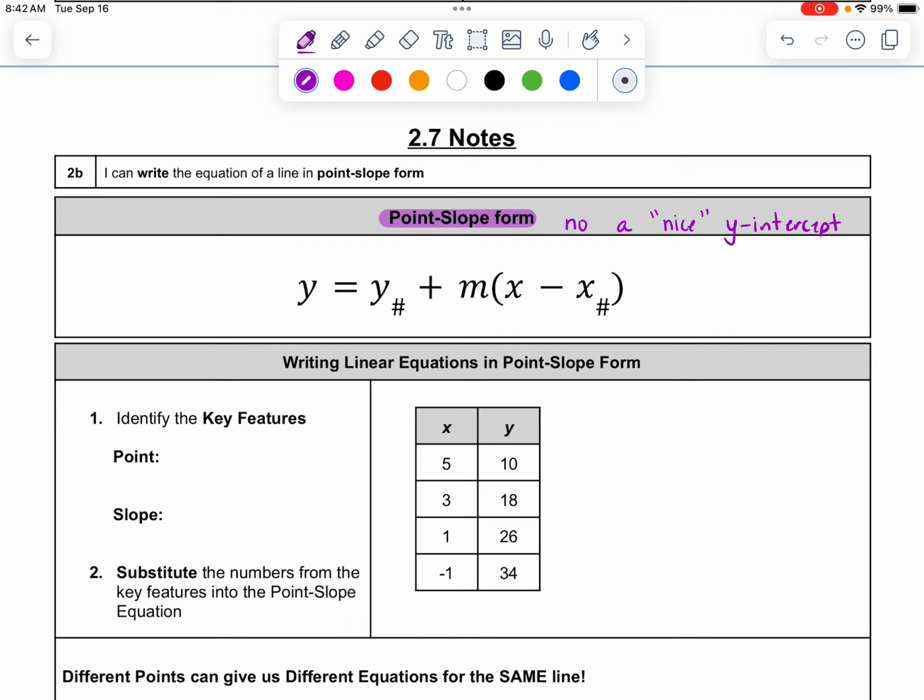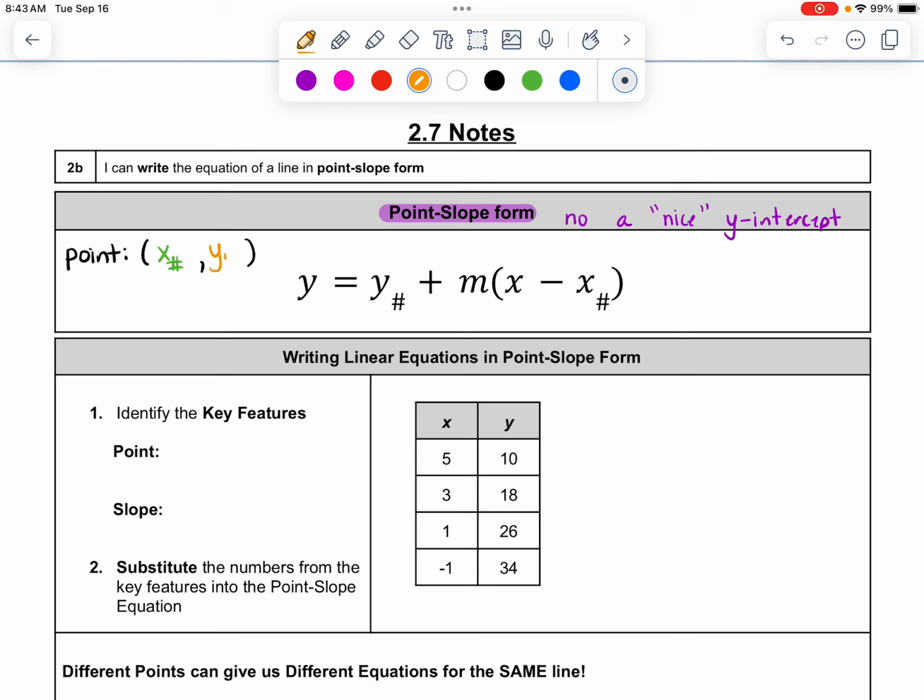Now, this equation has three numbers that we're going to need to fill in. The first key feature that we're going to find is the starting point. The starting point is any point that is on the line, and it has two parts, the x number and the y number. In the equation, the y number goes right next to the letter y at the beginning of the equation, and the x number goes right next to the letter x inside of the parentheses.